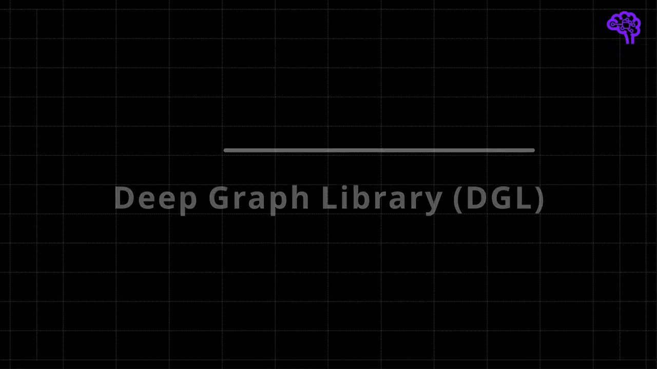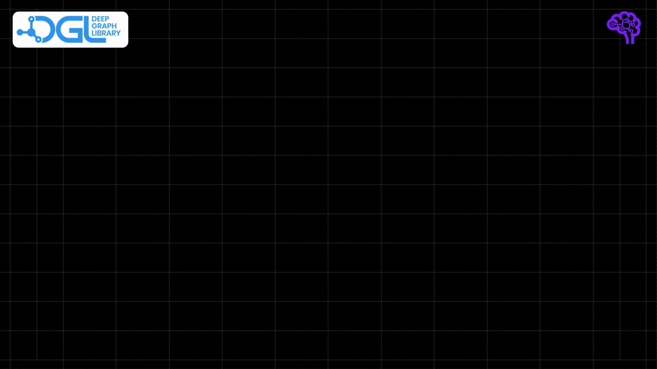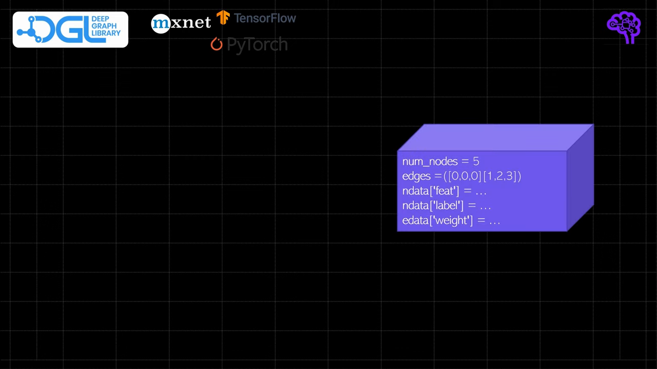The next library is the Deep Graph library, and a speciality about this library is that it is backend agnostic. This means you can build GNNs in PyTorch, MXNet, or TensorFlow. Graphs are represented as DGL graph objects, similarly as in PyTorch Geometric. The attribute names are slightly different and more flexible, as you can add custom information to all of the nodes and edges using ndata and edata.